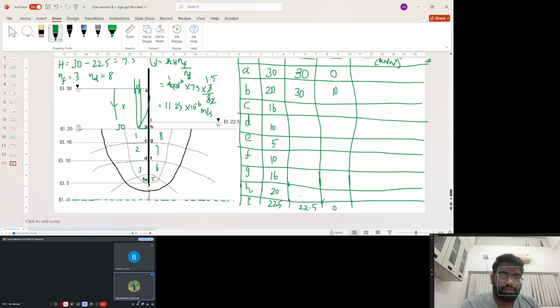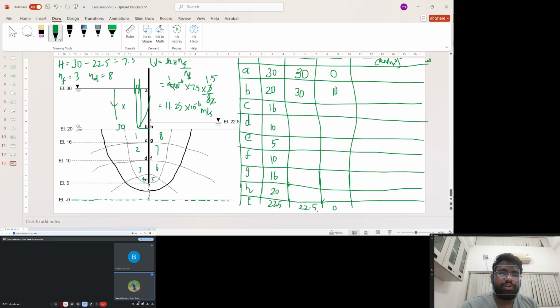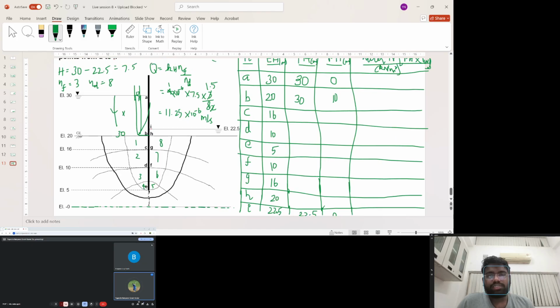All right. Now the head difference between point A and point I is 22.5. That head difference is nothing but the water losing its energy to flow. That means across this entire path, the total head loss that has occurred is 7.5 meters. Right? Now we have 8 flow equipotential drops.